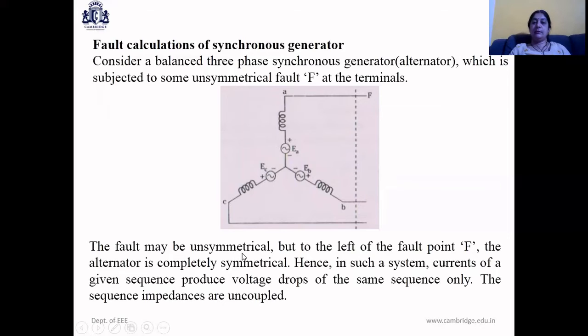The fault is unsymmetrical and hence to the left of the fault point the alternator is completely symmetrical. In such a system, currents of the given sequence produce voltage drop of the same sequence only. The sequence impedances which offer for the flow of these currents are also uncoupled in nature. Let's see how this can be shown.